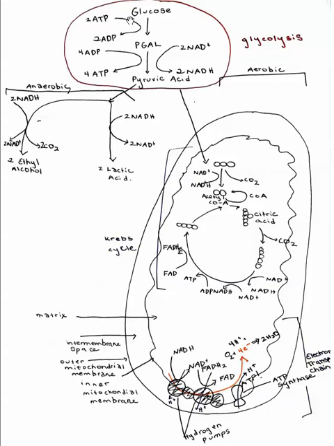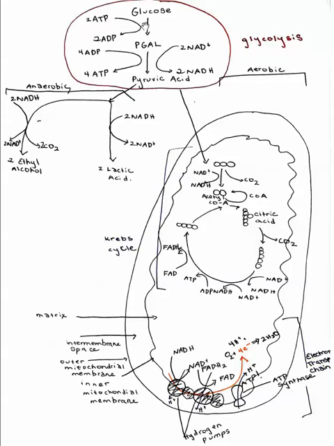Okay, so in cellular respiration, what happens? You start out with glucose. Glucose is going to be converted into what we call PGAL, and then finally into pyruvic acid. So this step right here is glycolysis.